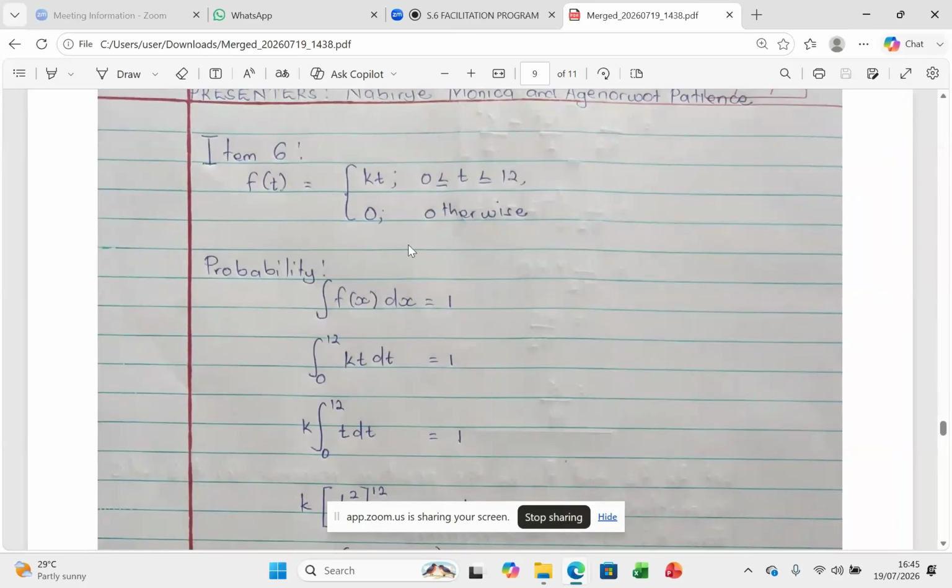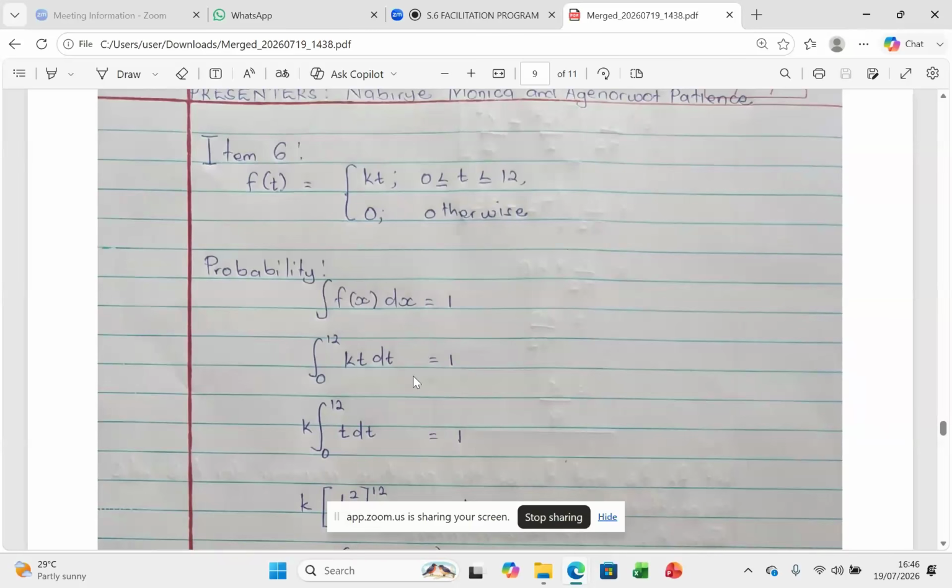So we first defined the function as stated in the question, as observed there. In order to solve the problem for the manager, according to the function, we have to first find the value of the constant k. So we first define the formula, which is the integration of f(x) dx is equal to 1.